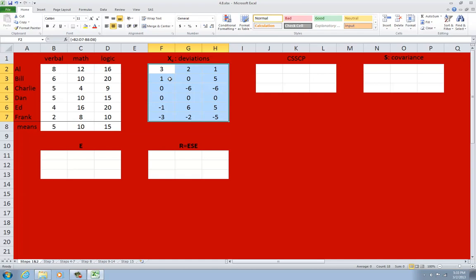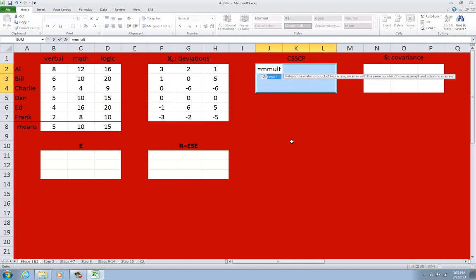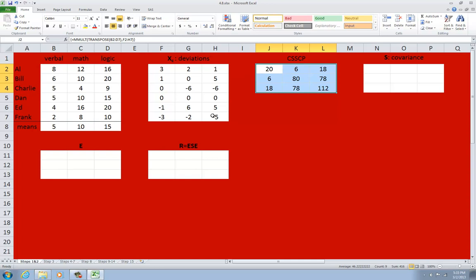The centered sum of squares and cross products, CSSCP matrix, can be found by pre-multiplying the deviation scores by the transpose of the raw score matrix. And we talked about this in video 3.8. So what we'll do is matrix multiplication, and I'm going to take the transpose of our data matrix here, and that's going to be multiplied by the deviation scores here. Control-Shift Return, and there's our CSSCP matrix.